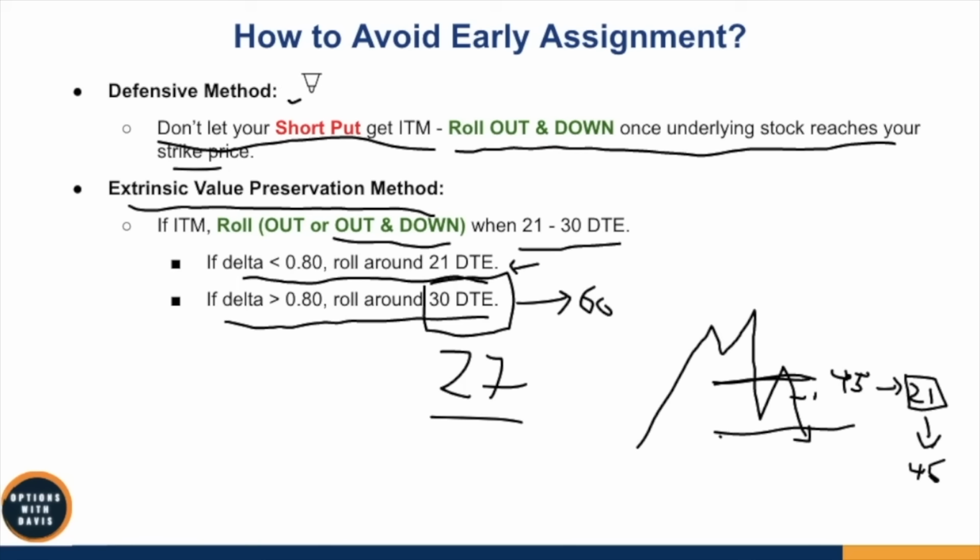There are two methods. There's no one that is better than the other. It just comes down to which you feel more comfortable with. For me, I do not mind if my short put actually goes in the money, so I always choose the extrinsic value preservation method.